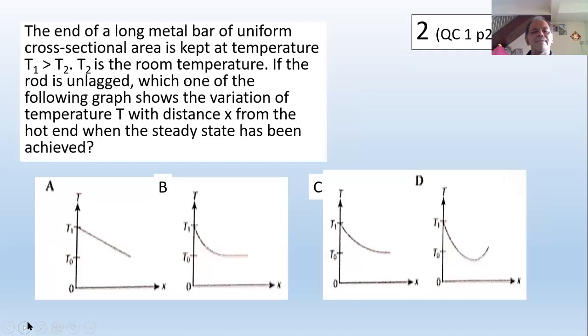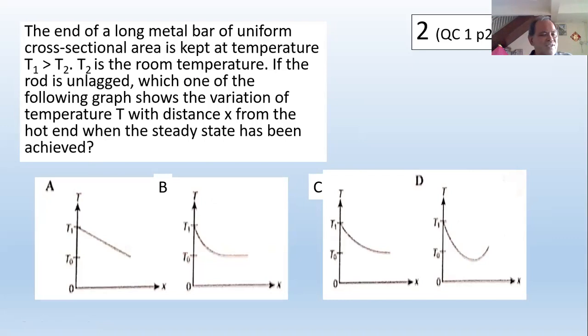Okay, the end of the metal rod of uniform cross-section area is kept at temperatures T1 and T2. T2 is room temperature. If the rod is unlagged, which of the following shows the variation of temperature T with distance x from the hot end when steady state has been achieved? I got correct or wrong, sir? You got it correct.